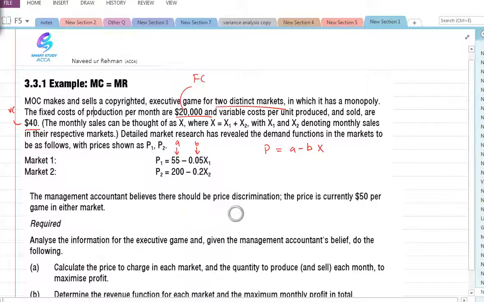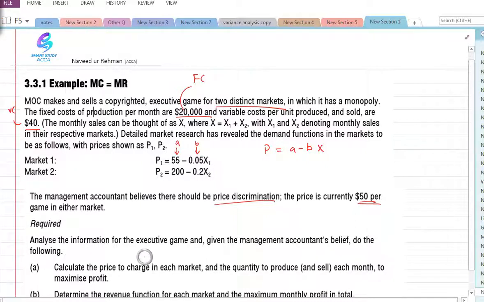Management accountant believes that there should be price discrimination. The price currently is 50 per game in either market, right? So currently the price is 50 for both the markets, but the management accountant believes that we should have different prices, price discrimination for both the markets. We should have different prices.